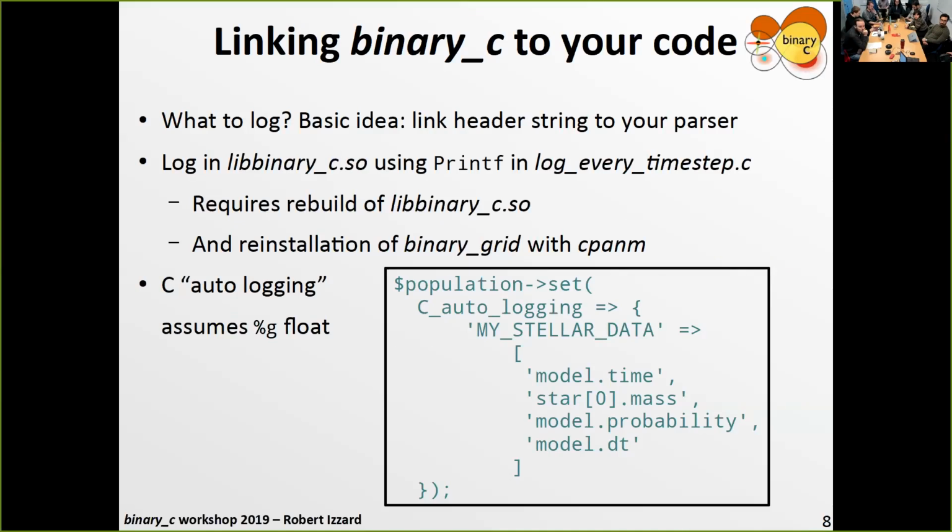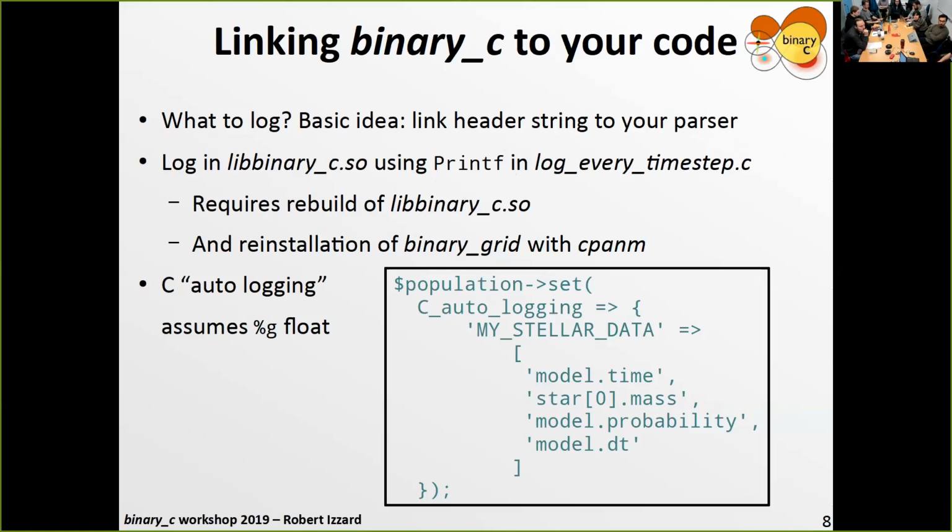The way we normally do this is to use the Printf statement, this one here, with the capital P. Remember, we use that so everything gets put in the buffer, not straight to standard out. The old-fashioned way of doing it, which I still use quite often because it's very easy, is to put a printf statement in your log every time set function. Then that gets swallowed by your population object, and you can parse it in your template script, or whatever script you call it. But in order to do that, you have to rebuild binary_c.